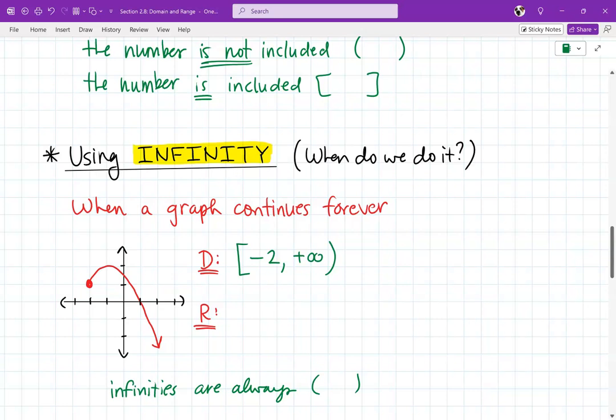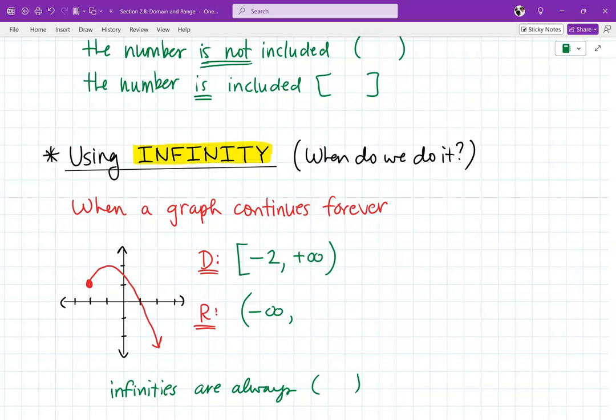Okay? Infinities are always parentheses. Now, the range, how low to how high. So how low does it go? It's going to infinity, but positive or negative? Negative, right? Negative infinity. I'm going to put a parenthesis there because remember, infinities always have parentheses. How high does it go? What's the highest y value?